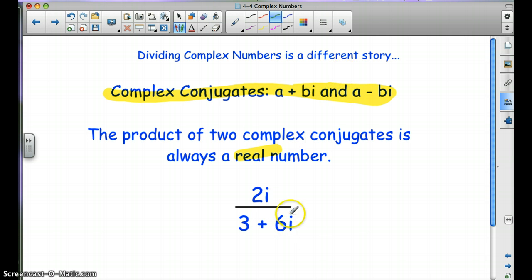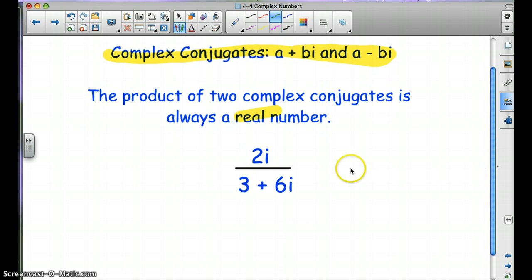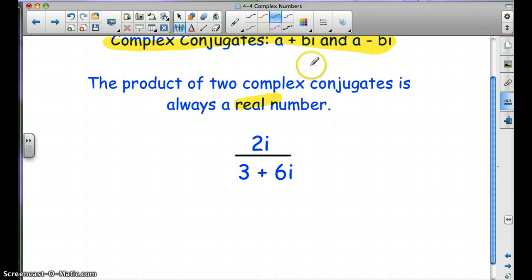And when we have i in the denominator, remember i is the square root of a negative 1. We can't have that. It's illegal. So we got to change it up, and we got to multiply by the complex conjugate. So we're going to multiply 3 minus 6i. And since I did that on the bottom, got to do it on top.